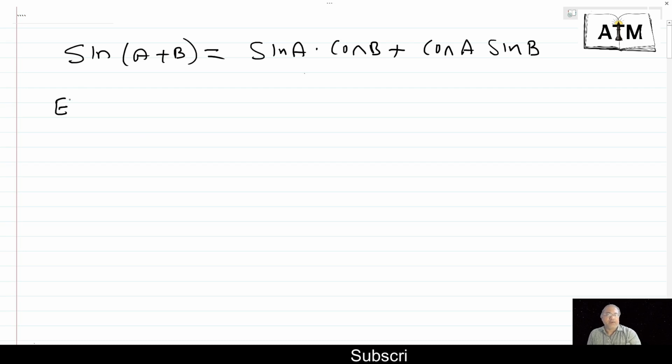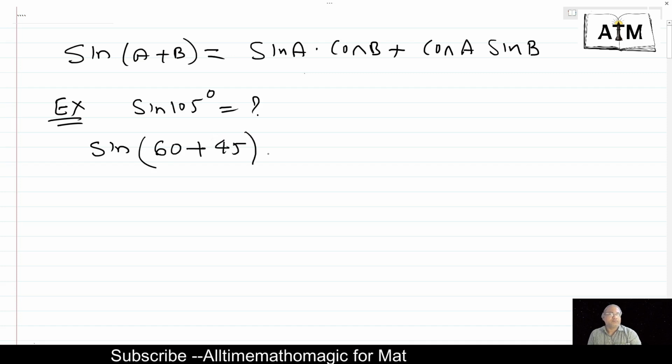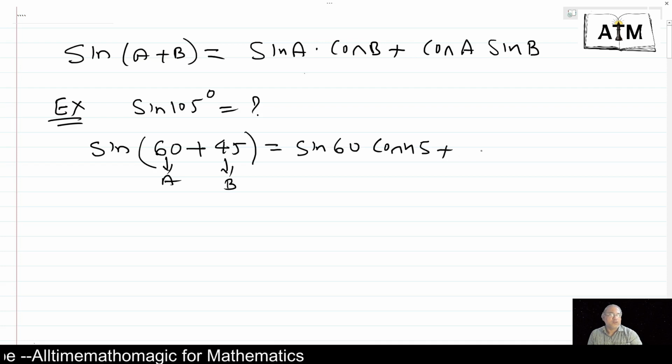Now example, suppose somebody asks you to find sine 105 degree equals how much? Then 105 can be written as 60 plus 45. So 60 equals a and 45 equals b. It can be expanded as sine a, that is sine 60, cos b, that is cos 45, plus cos a, that is cos 60, and sine b, that is sine 45.